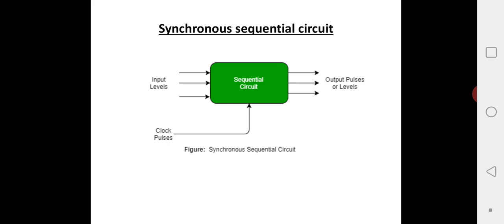This is a circuit diagram for a synchronous sequential circuit. The difference between asynchronous and synchronous circuit is that it uses a clock pulse. You can see here a clock pulse is passed to the sequential circuit along with the input level, which is going to produce some output levels.